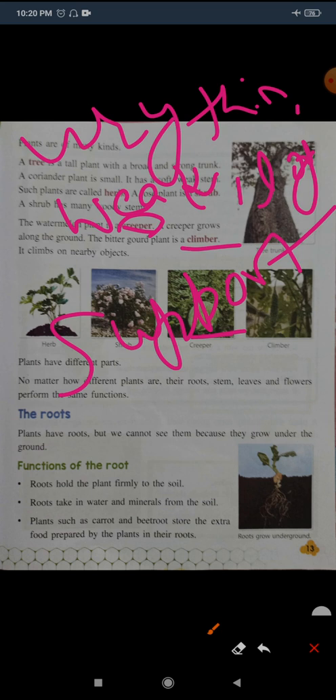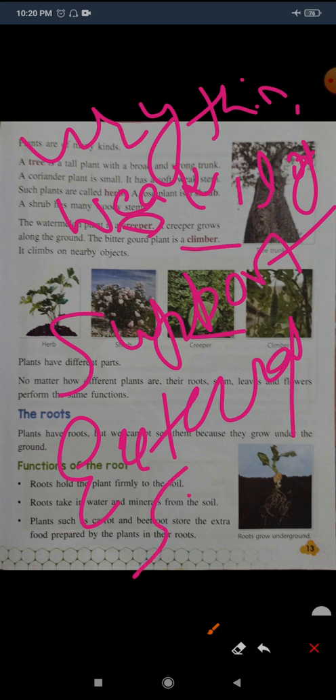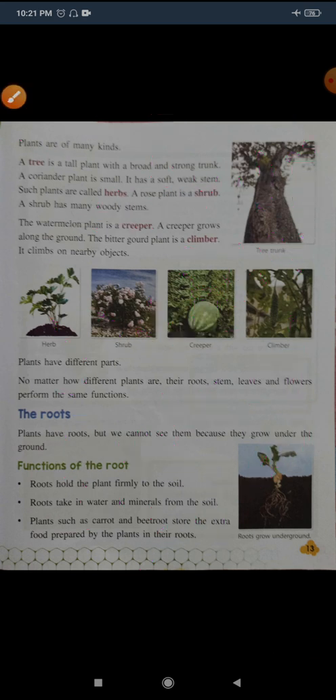What is the difference? Creepers are not capable of supporting all their weight. Climbers, as the name suggests, can't stand upright, but they can use external support to grow vertically and carry their weight. Pea plant, money plant, jasmine, bottle gourd, cucumber, and beans are all examples of climbers.